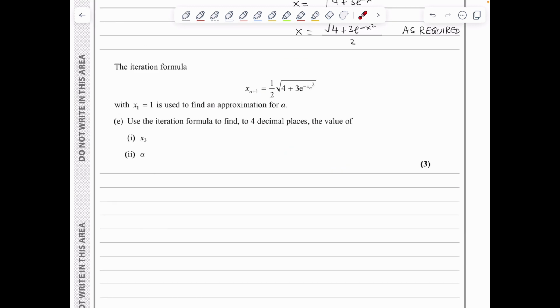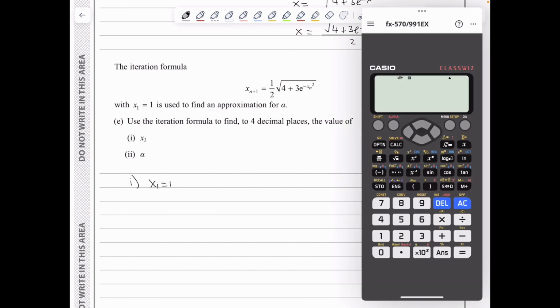And finally in E, we need to use the iteration formula given here with the starting value of 1 to find x3, the third iteration, and also the actual value of alpha correct to 4 decimal places. So we are starting with x1 being equal to 1. I'm going to go on my calculator, I press 1 and equal, and then I will input the expression. We've got here the iterative formula. So we've got a half, and then we've got the square root of 4 plus 3, and we've got e to the minus the ans squared.